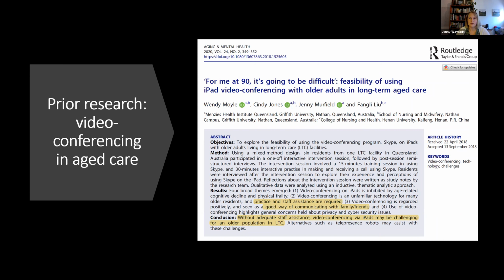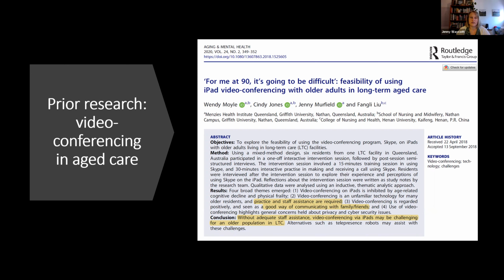So in the rest of this talk, I'm going to focus on the use of video conferencing in aged care. So video calls or video conferencing, things like Skype, Zoom, FaceTime, WhatsApp video calls, to connect family members with loved ones in aged care. So other research has been done previously, looking at video conferencing in aged care and identifying that there are challenges. So this study by Wendy Moyle and colleagues, conducted in Queensland, I believe, concluded that without adequate staff assistance, video conferencing via iPads may be challenging for an older population in long-term care.